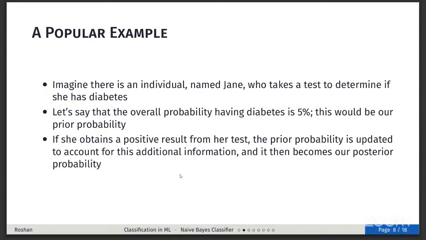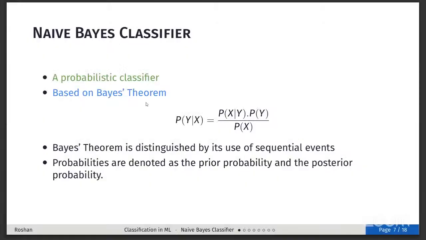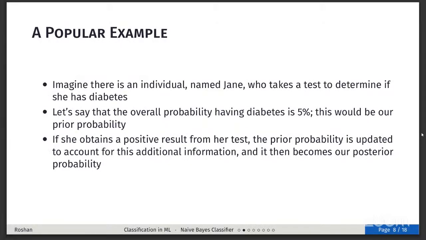So if she obtains a positive result, the prior probability is updated, and this becomes the posterior probability. That is this one, and this is how you calculate it.